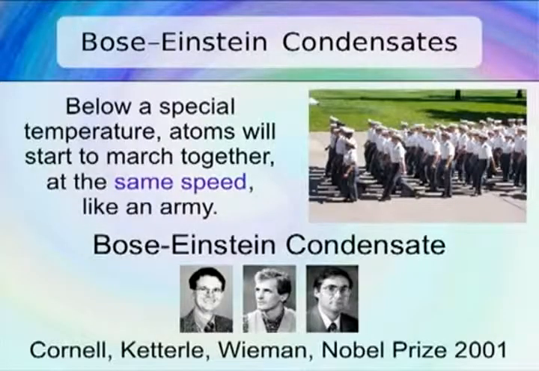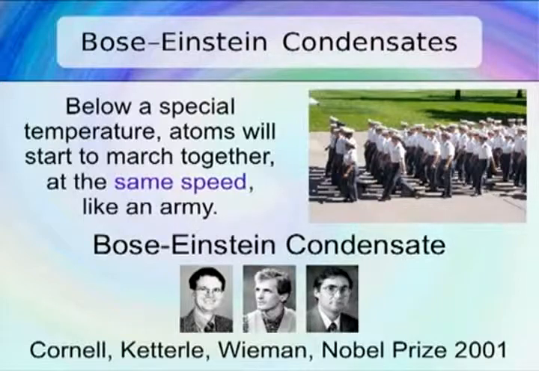However, if you go below a special temperature at these really, really cold limits I was talking about, you get a point where the atoms are no longer doing their own thing, but they're all going at the same speed, and they're kind of marching in step with each other. So they're less like shoppers, and much more like an army marching in step at the same speed. And this is something we call a Bose-Einstein condensate. And it's something that physicists get very, very excited about.